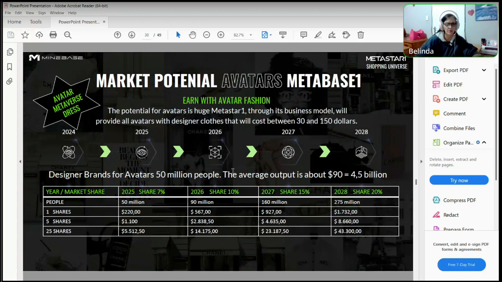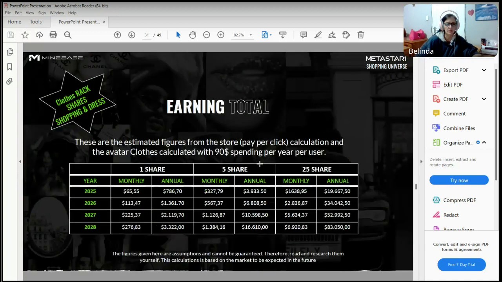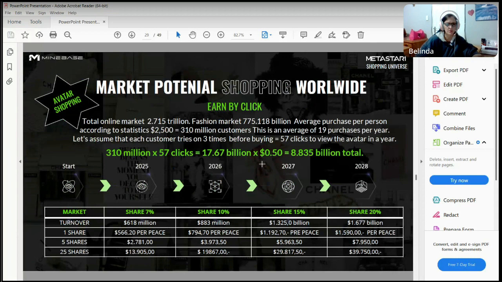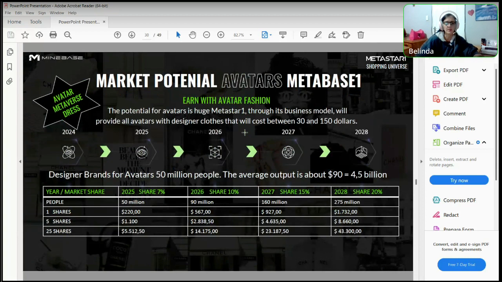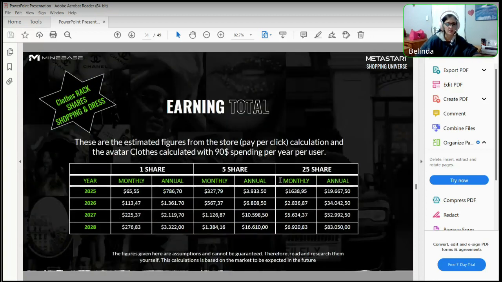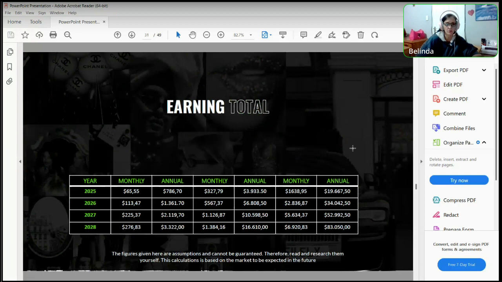Market potential of avatars with Minebase. Okay, sorry, I didn't change it. Oh no, this is earning by click, sorry. And then this is your avatar. Okay, so that's only going to start in 2025. So one share will more or less give you $65 per month and $786 annually. And obviously, as it goes up, the more shares you have, the more you will earn on average. Okay, this is obviously depending on how many clicks and so on. So this is just an example.